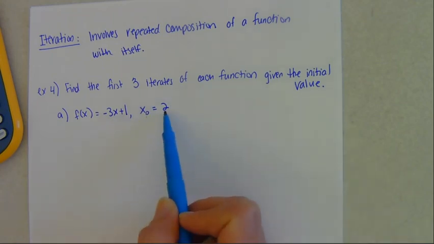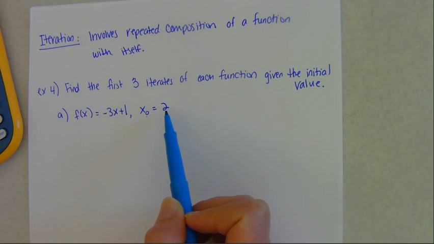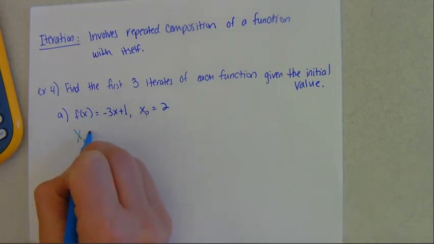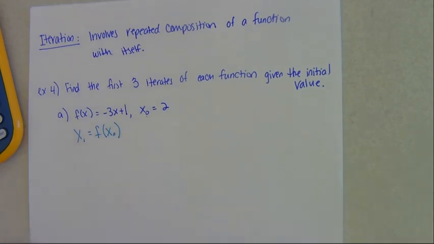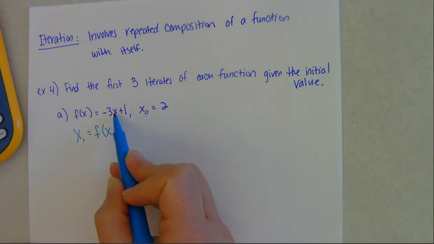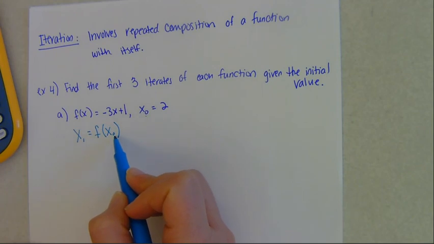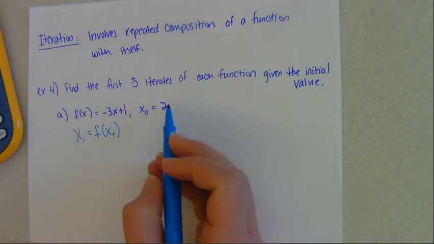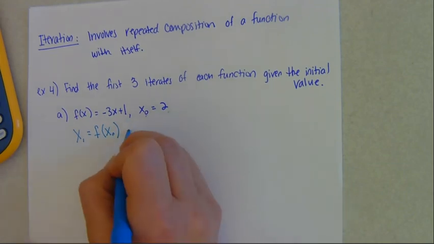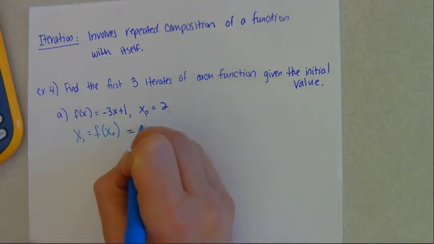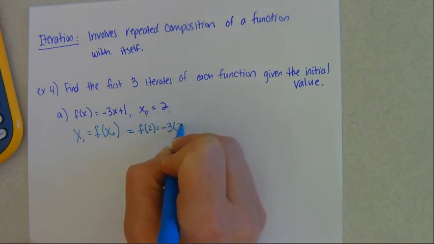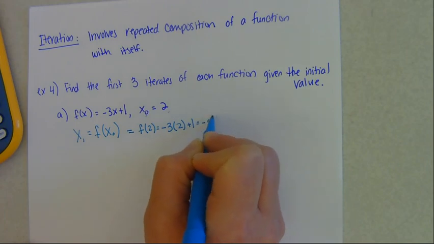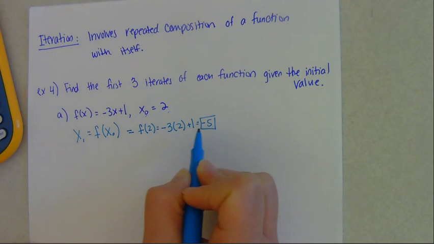So if x sub 0 equals 2, that just means that I'm going to find x sub 1 by doing f of x sub 0. So all that means is that I'm taking x sub 0 and plugging it into the function. If this was f of 3, you would plug in 3. So I'm plugging in f of x sub 0, and x sub 0 is 2. So we are going to take f of 2, which is negative 3 times 2 plus 1, which is negative 5. So the first iteration here is negative 5.